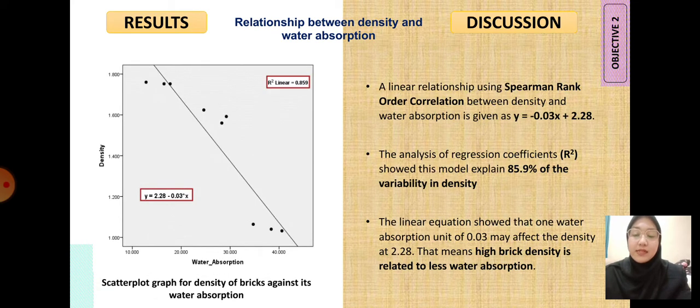This is a scatter plot graph for brick density against water absorption. A linear relationship using Spearman rank order correlation between density and water absorption is given as the equation below. The regression coefficient R square showed that this model explains 85.9% of the variability in density. The linear equation showed that high brick density is related to less water absorption.